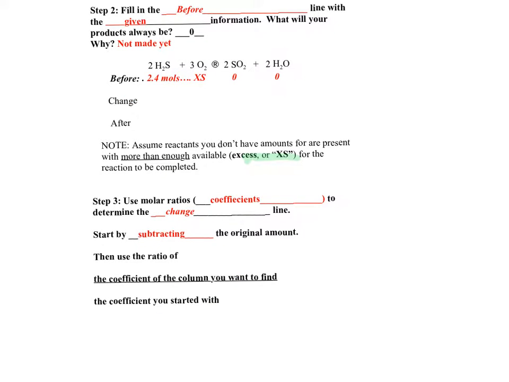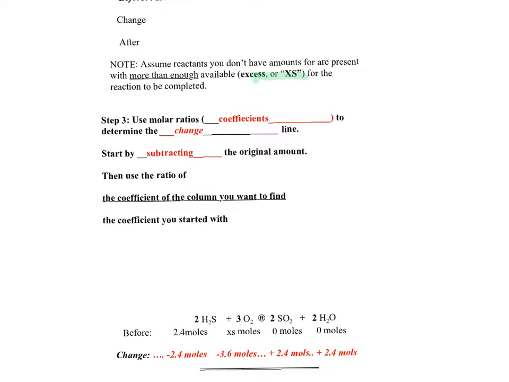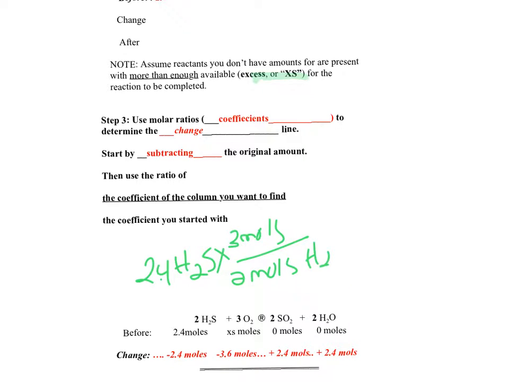So now we're ready to do the change line, and for the change line, we are going to use our coefficients, and you're going to start by subtracting the original amount here. We're going to have to do ratios like I was showing you on the previous page. So for H2S, that's the only one we have a number for, so we're going to do minus the 2.4 that we had. For oxygen, we're going to take the 2.4 moles of H2S times the 3 moles of O2 to the 2 moles of H2S. And that's how I came up with 3.6.